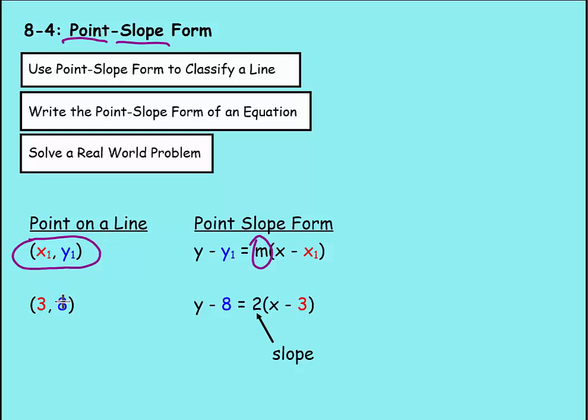Let's plug in some numbers to give you an example. If I have the point of the line 3, 8, and I want a slope of 2 to go through that line, I would write my equation as y minus y1, which is 8, equaling the slope, which is 2, times x minus x1, which is 3. So this would be a line with a slope of 2 that goes through the point 3, 8.